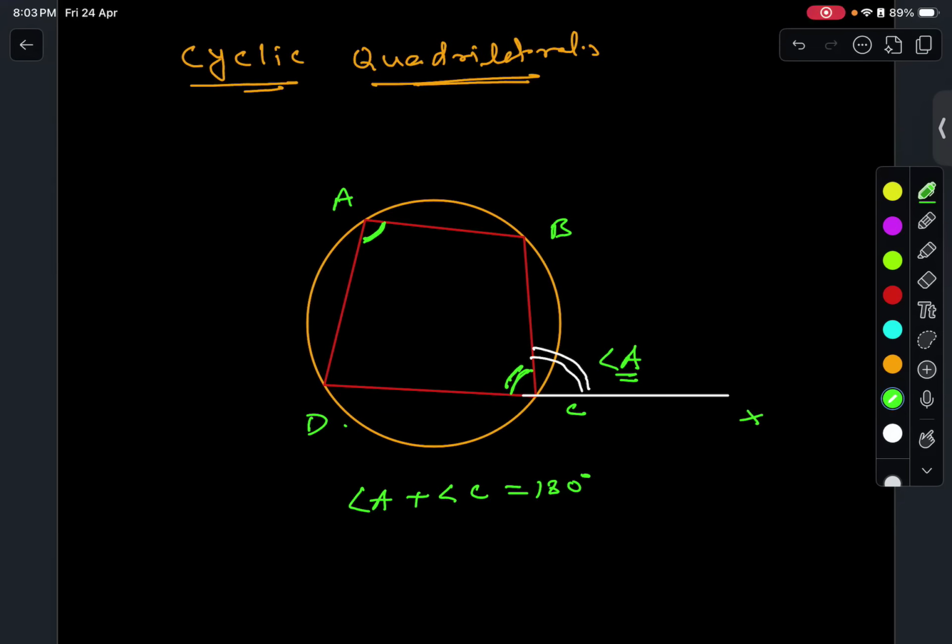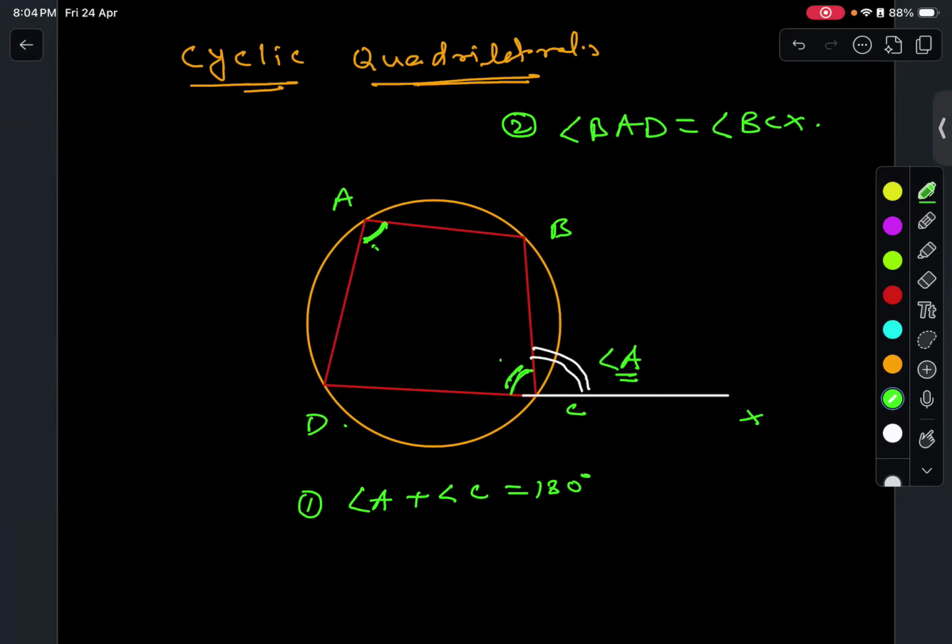You can extend anywhere, not necessarily this one. You'll get the same thing, right? This is the exterior angle, opposite to the interior angle of A. Always you'll get this. And the angle BAD is equal to angle BCX, right? Angle A, angle C means the sum of both the interior angles. Two things you have to remember with this.